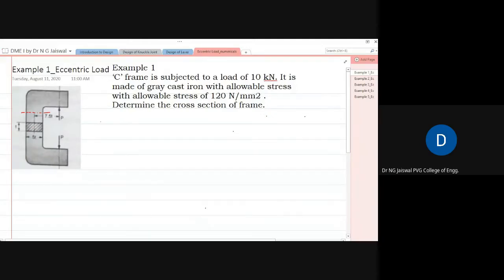Right. Now, I want you to solve this numerical. Maybe 3-4 days have already passed, and you must have forgotten a few things. That's why I will elaborate the first numerical, how to solve this. Ultimately, you have to find the cross-section dimension. Determine the cross-sectional dimension of this. Load P is given, what you see here.